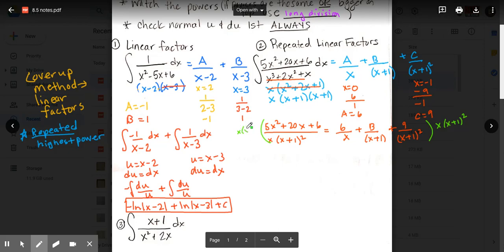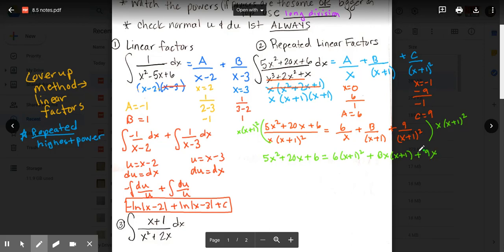X times x plus 1 squared. So when you do that, you're left with 5x squared plus 20x plus 6 on the left equals, okay, so this 6 over x, the x's will cancel, so you're left with 6 times x plus 1 squared, plus the b needs an x and another x plus 1, plus the 9 needs the x.